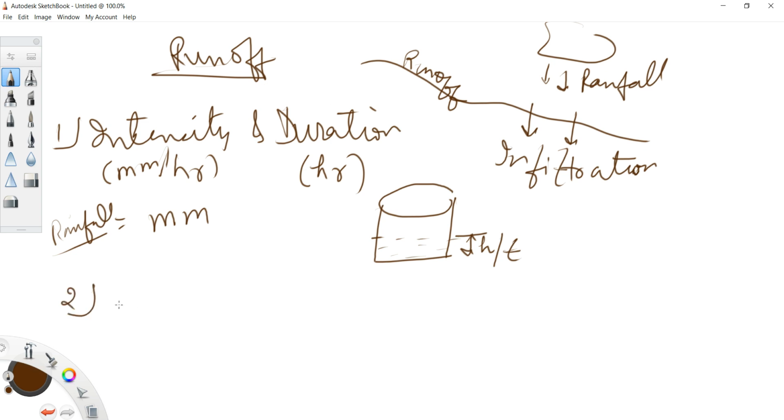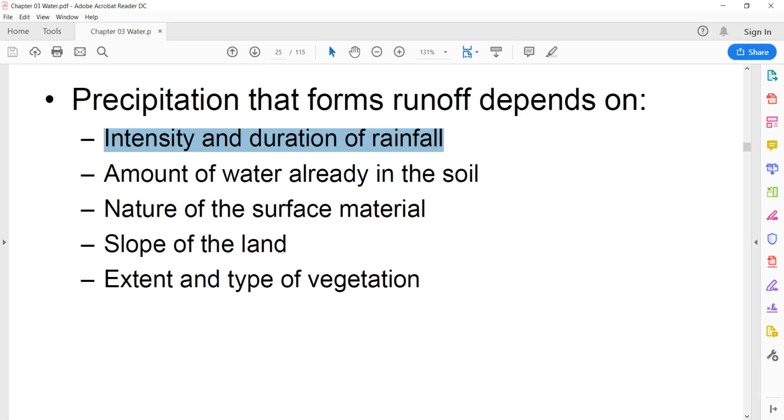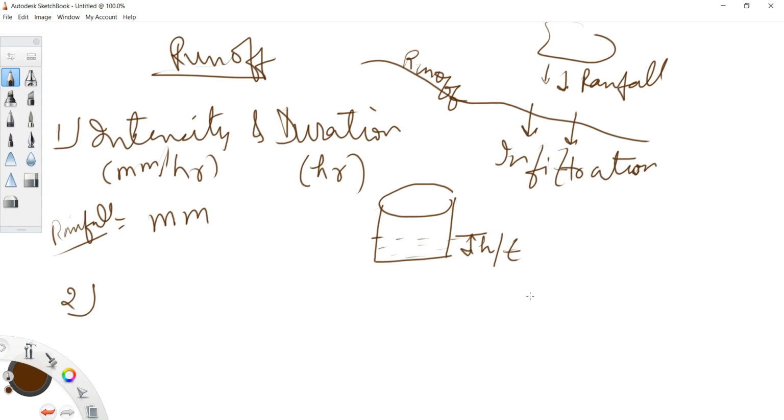And then the second one is how much water was already present there, the amount of water already in the soil. As I said earlier, every soil or ground surface has a certain capacity. If the ground surface is completely dry, then it will very quickly absorb lots of water and there would not be a lot of runoff, because it has a higher ability to absorb water. So that would not leave a lot of runoff on the surface.